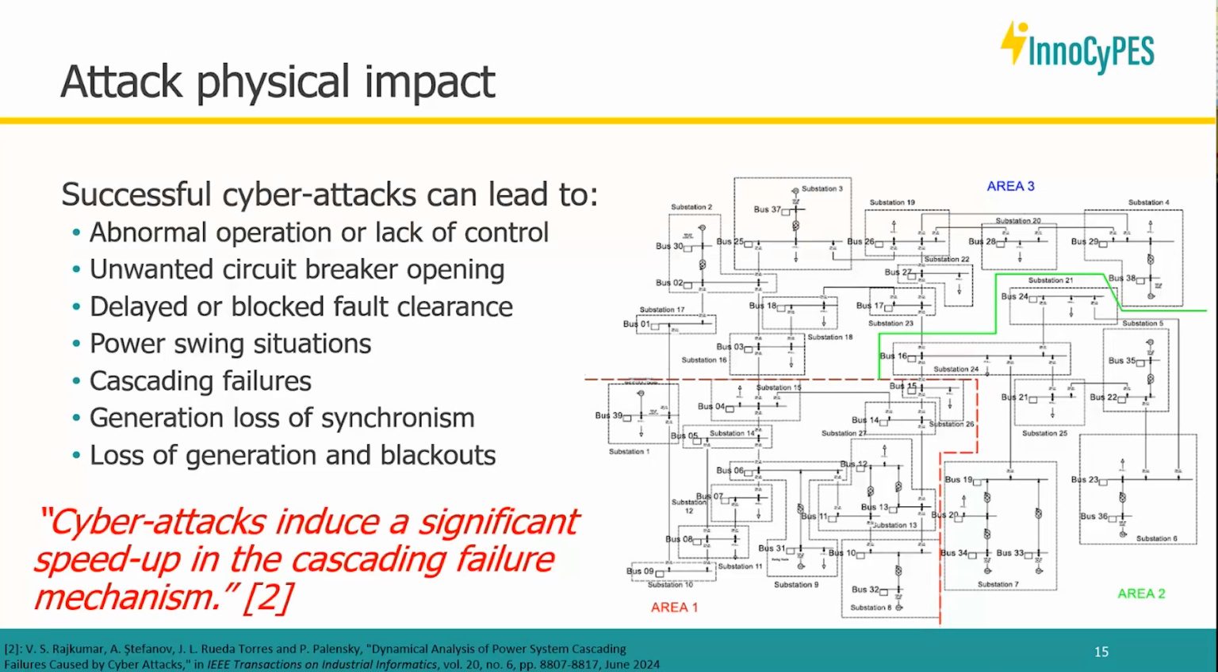Indeed, it has been shown that cyber attacks can induce a significant speed up in the cascading failure mechanism compared to real faults. And it has been shown that the cascading failure in the case of a cyber attack is 3 times faster than in the case of an actual fault.